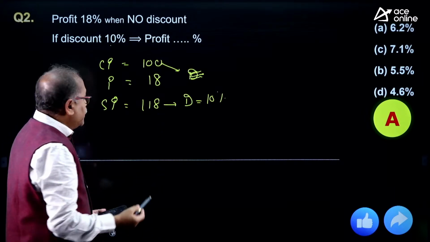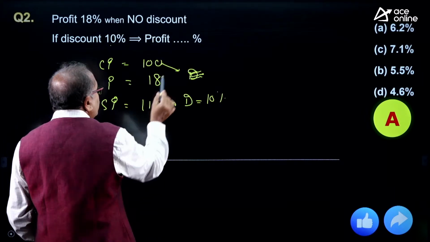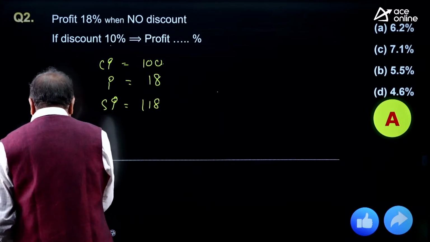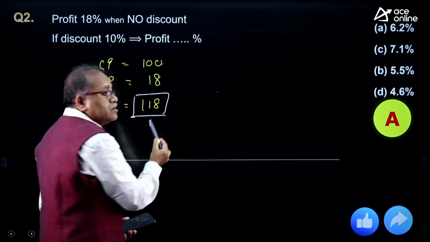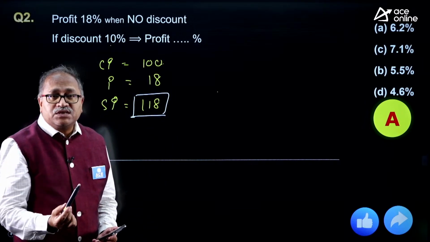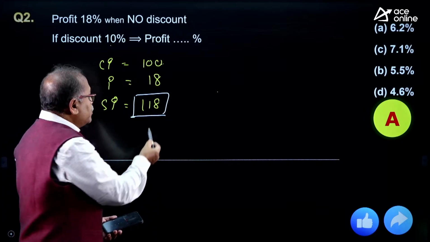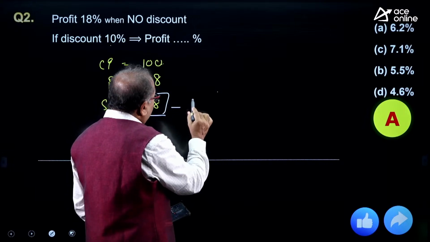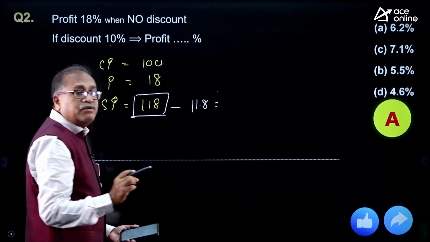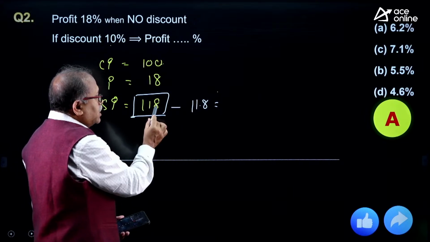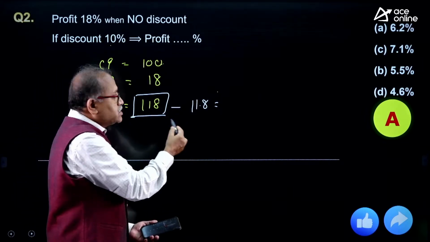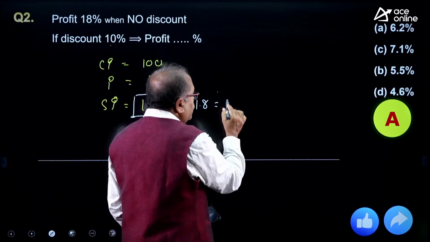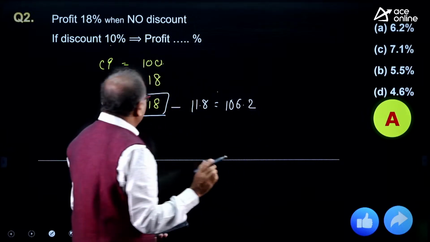How did you do this one? So, you must have calculated in this way. Now, this is the mark price, the selling price is equal to the mark price when the discount is not given. When you are giving a discount over here of 10%, so take out the 10% of this, that is nothing but 11.8. When you take out the 11.8, so 100 gets cancelled, 18 minus 10, that is 8, minus 1.8, and that gives us 6.2, 106.2. Am I right?